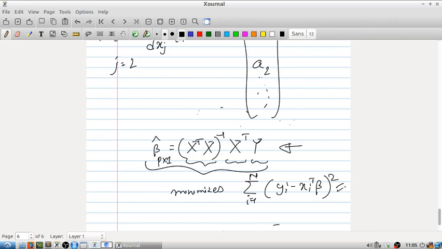Why do you reduce this? Because remember, we wanted to somehow come up with a function. In this case, we're getting linear functions. A function of any new input variable x, which is somewhat close to the true value that it takes. We want to predict that.